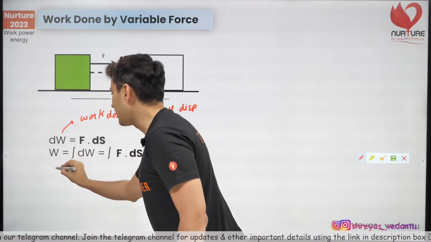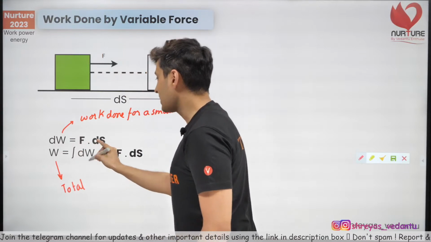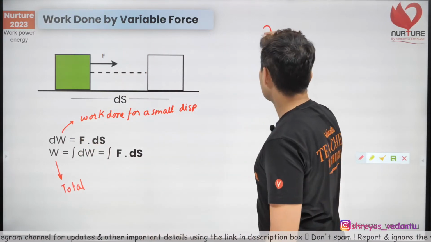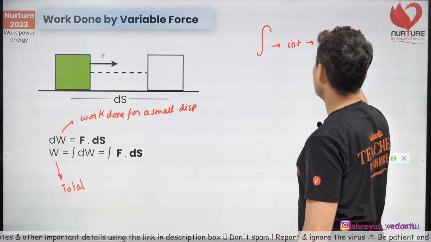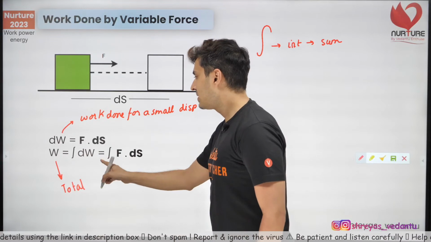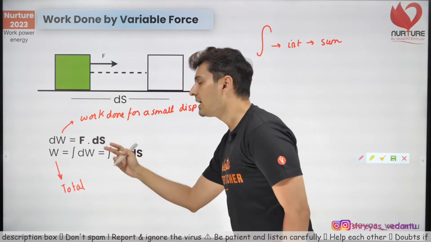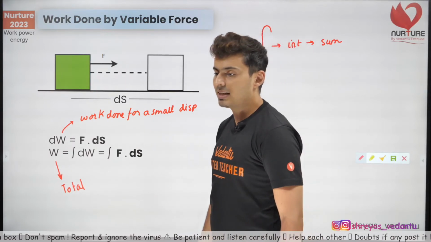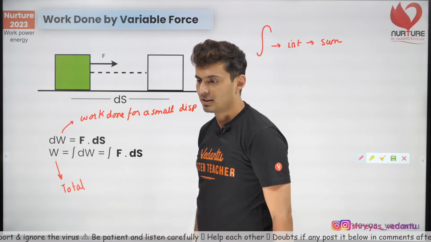So the total work is nothing but addition, summation, integration. Remember, this symbol is nothing but integration, which is nothing but summation. It's adding all those things. So the integral of dW, where dW is nothing but F ds. Just substitute it over here. It is the integral of F ds. So everybody remembers integration. You just need to integrate force with respect to displacement.